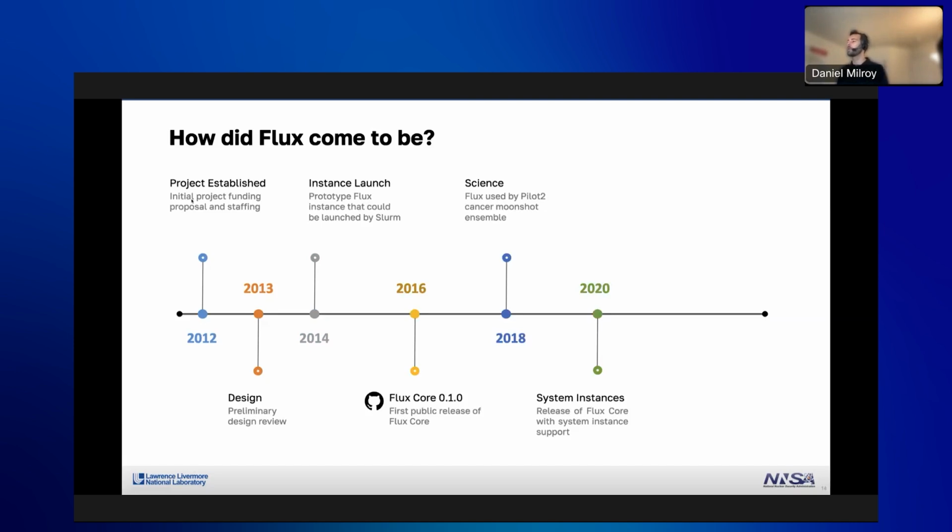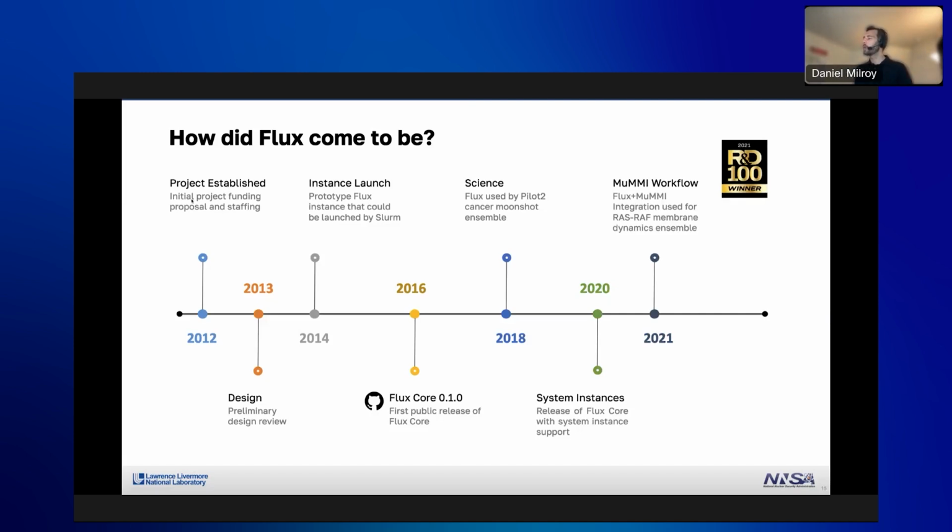So this was a release of Flux Core with system instance support. And this is to be distinguished from the single user mode, which can be instantiated underneath a system instance like Slurm. This is the system instance itself, which manages and schedules all of the resources. Now, 2021 was a big year for the project. It was used again in the multi-scale machine learned modeling workflow and also won one of the R&D 100 awards. 2024 is also proving to be a big year. Flux is being deployed as the system scheduler and resource manager on El Capitan.